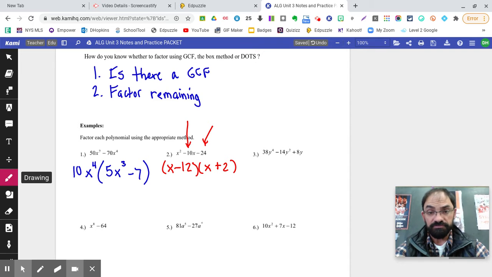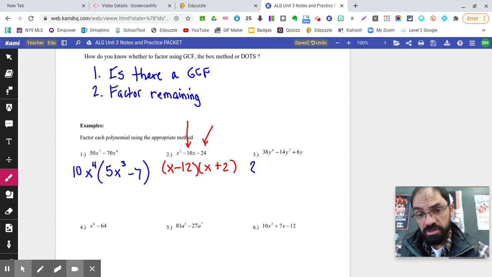The next one. These guys are all even numbers. I know they're divisible by 2. So the GCF between the numbers is 2. They all also have a y. So I can take out a 2y. So what's left over? We divide.